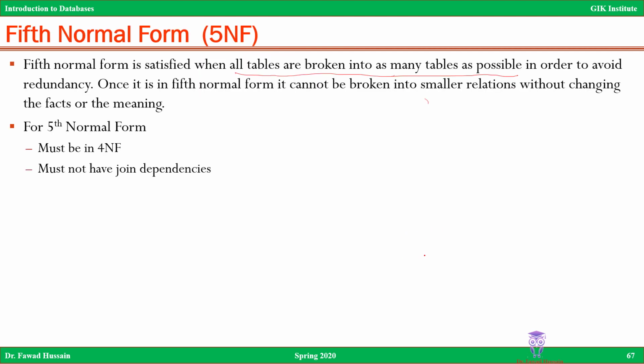However, for whatever is possible, if you break the tables into as many small tables as possible, once in the fifth normal form, it cannot be broken any further without changing the meaning or the facts. So if you break every table to the smallest possible value such that you can still recombine it and get the original table, you are in the fifth normal form. It means theoretically, that is the maximum you could go, because you cannot break any further. If you break any further, you are going to lose information when recombining to get the original information. So that is the fifth normal form.